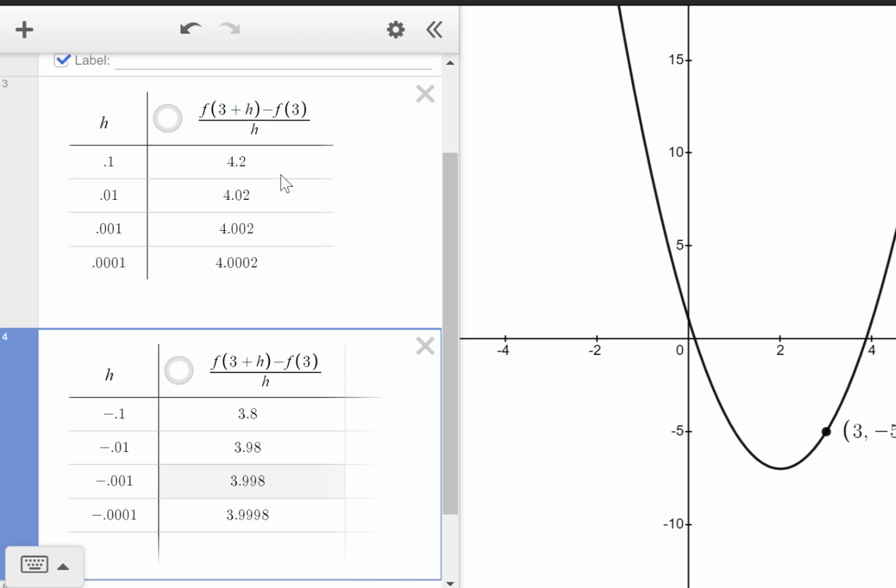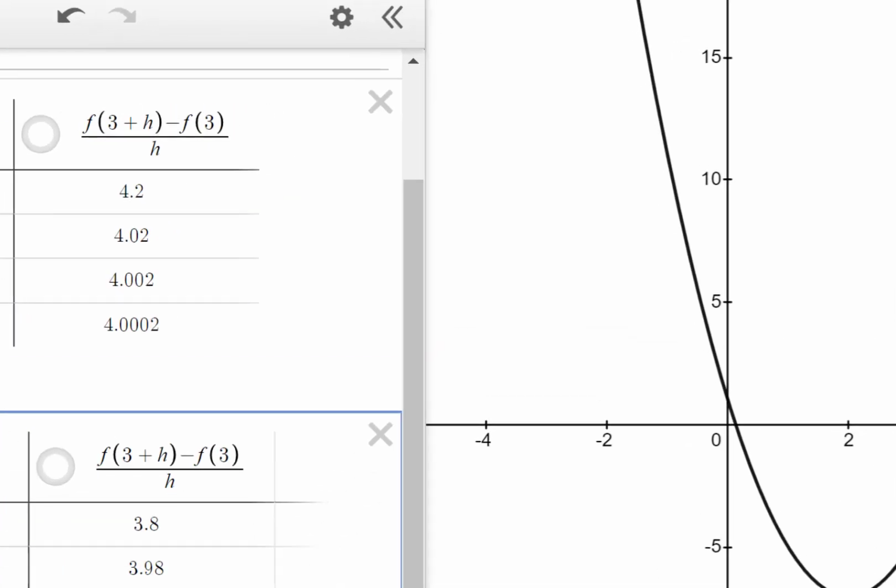In general, the right-hand limit is 4, the left-hand limit is 4. The average rates of change are getting closer and closer to 4 as we explore points that are getting closer and closer to t equals 3. Therefore, we would conclude the instantaneous rate of change of f of t at t equals 3 is 4.